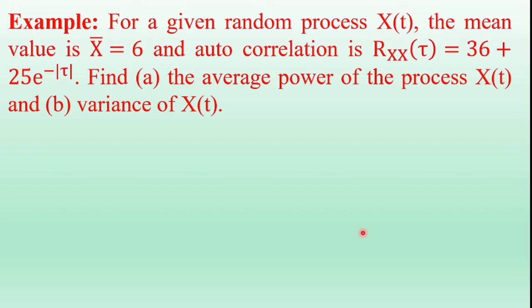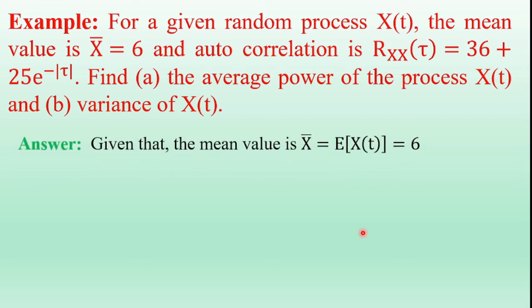And this is also one more example of the average power of the random process. The example is, for a given random process x of t, the mean value x bar is equal to 6. So x bar is equal to 6 means that expectation of x of t is equal to 6. And the autocorrelation function is Rxx of tau is equal to 36 plus 25 e power minus mod tau. Find the average power of the process x of t, and the second part is the variance of x of t.